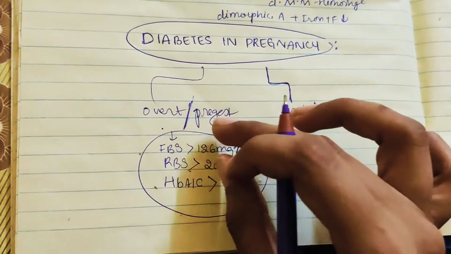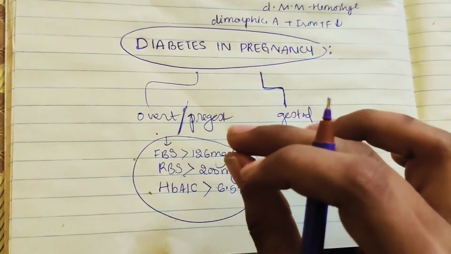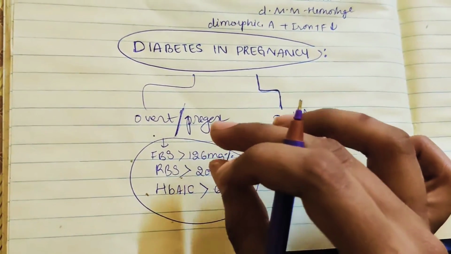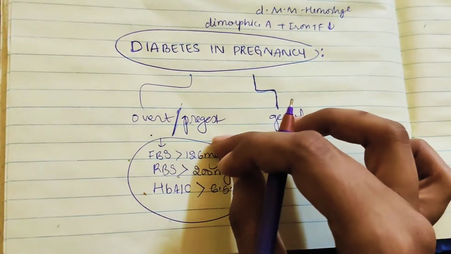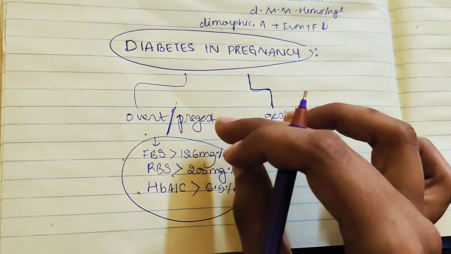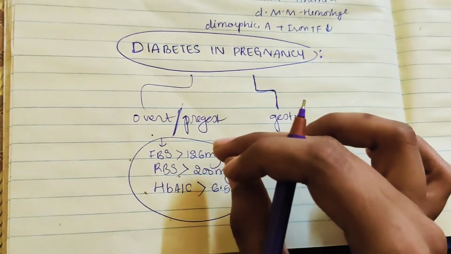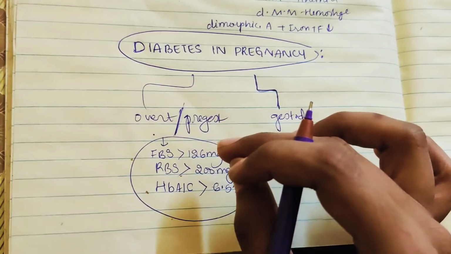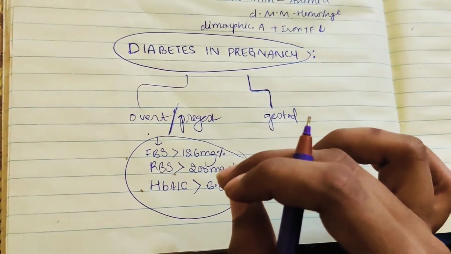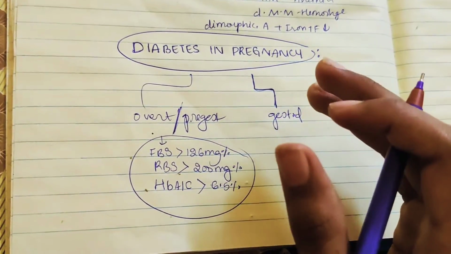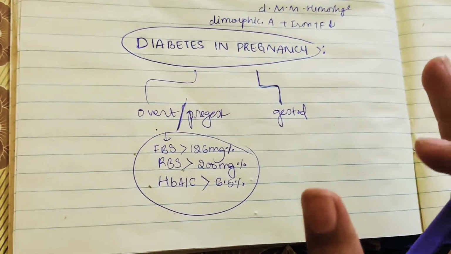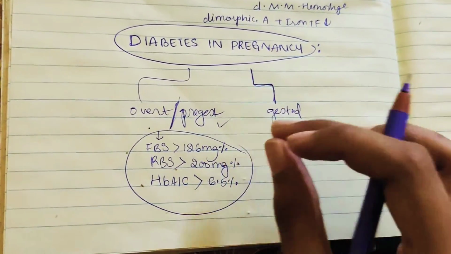This is overt or pre-gestational diabetes. That is a patient who is already having diabetes before pregnancy. This patient is called an overt or pre-gestational diabetic patient. And here the values are: the first one is the fasting blood sugar, which is greater than 126 milligrams, and the next one is random blood sugar. It should be greater than 200. And next, the other one, HbA1c, is greater than 6.5. Then you can confirm it as pre-gestational diabetes.